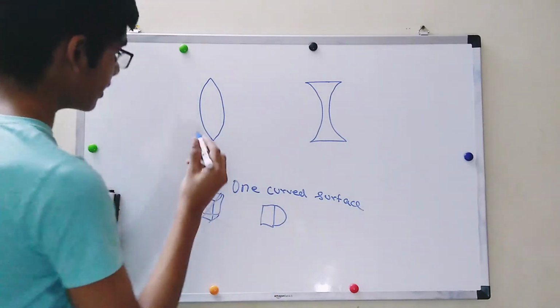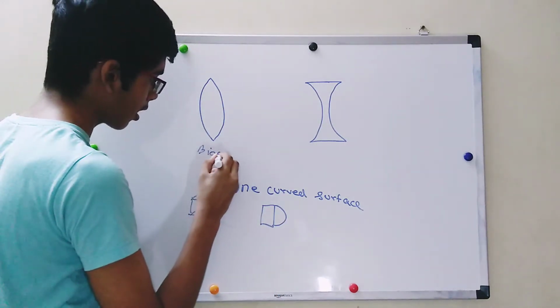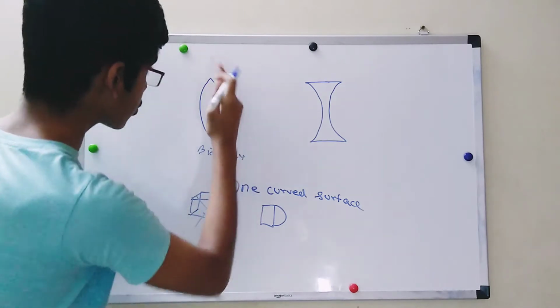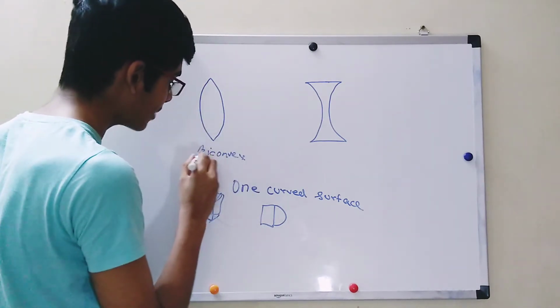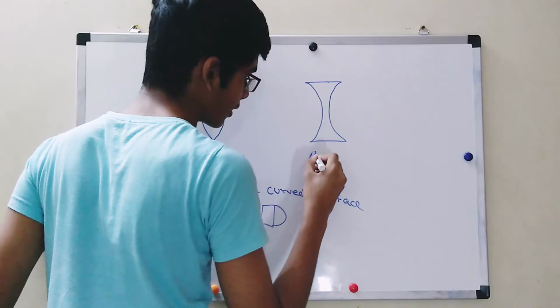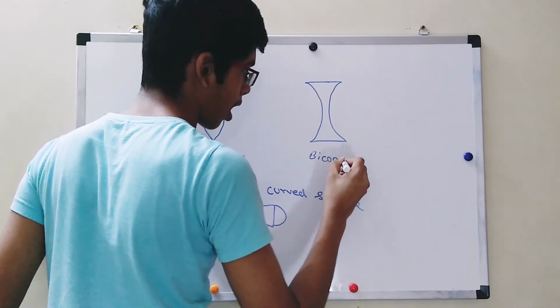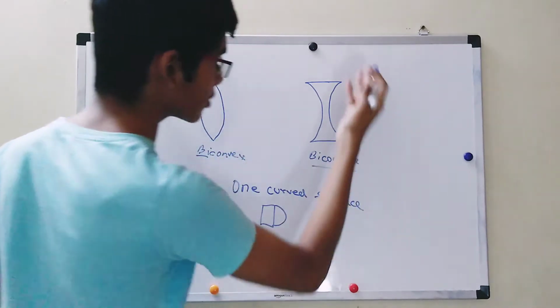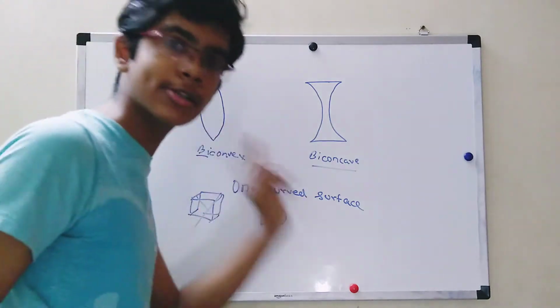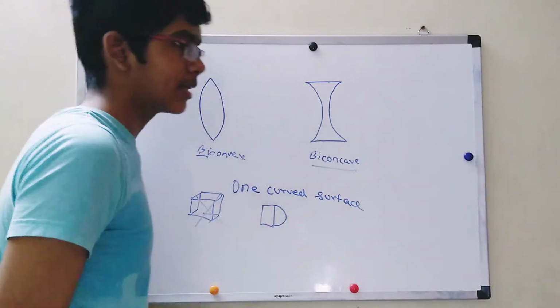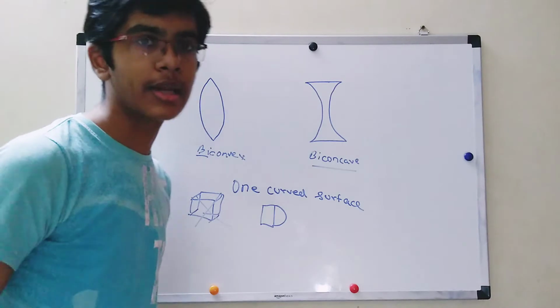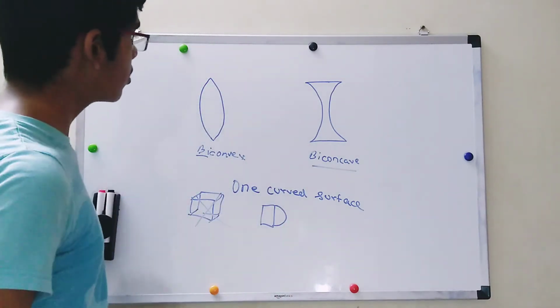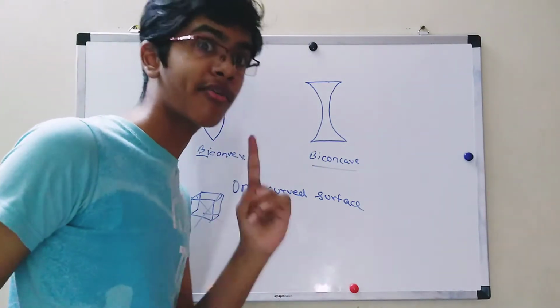Now this is the biconvex, because both the sides are convex, that's why bi means two, and this is biconcave, because both the sides are concave, and bi means two, no matter what it is, like binary fission, biconcave, and all the stuff.